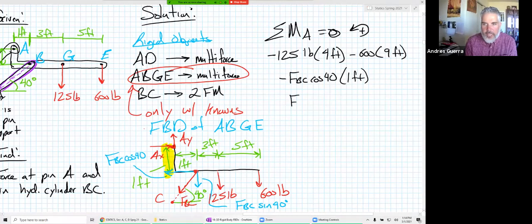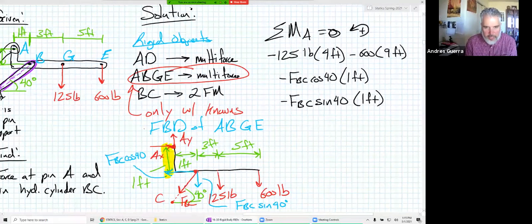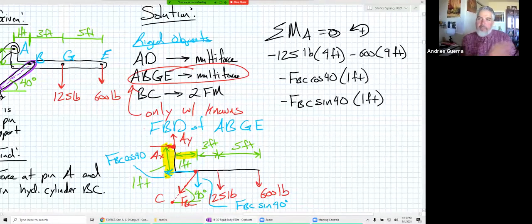And then we're going to have the y component, FBC times the sine of 40. And let's see, what is that going to do? Oh, that's also going to be a negative as well. That's also going to cause clockwise rotation about point A. And its moment arm is also 1 foot, but that's a horizontal 1 foot distance right there. Okay, so now I've done everything that causes a moment, and I have not done any algebra, so the only thing that goes on the right-hand side of my equation is 0. Now I can start doing algebra and start solving for this.